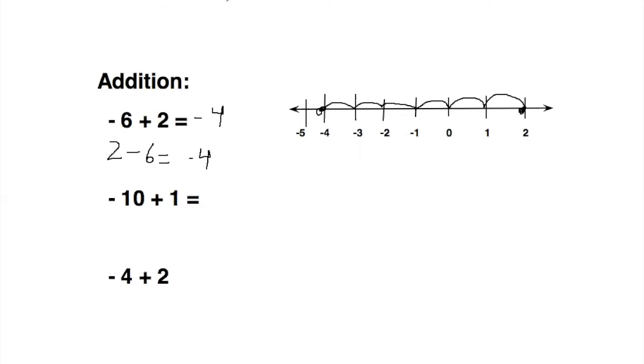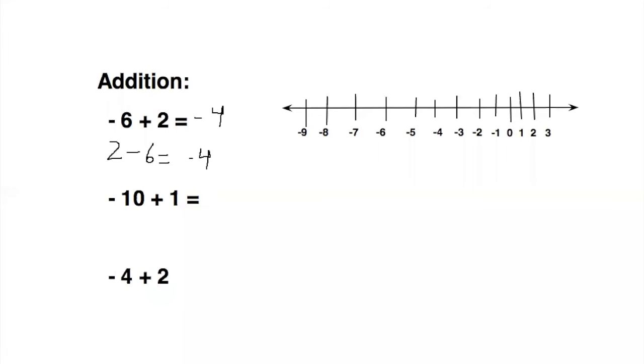For this one, you could also go back to the number line. So for this one, you would do 1 minus 10, as we talked about before. Start at the number line, start at 1, and then you go 1, 2, 3, 4, 5, 6, 7, 8, 9, 10. You get -9 as your answer.